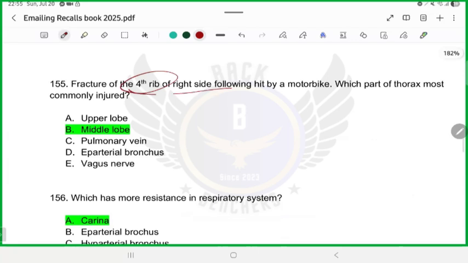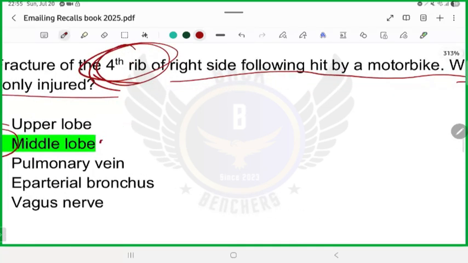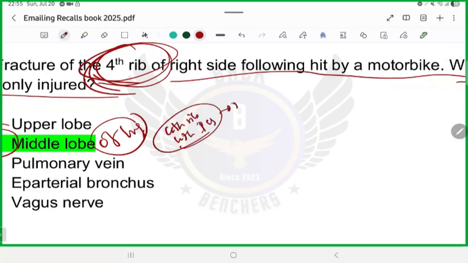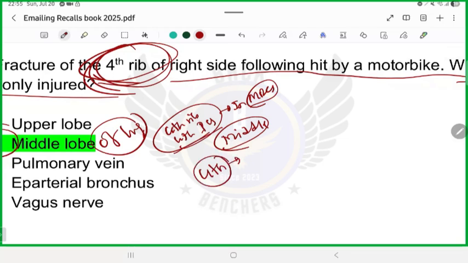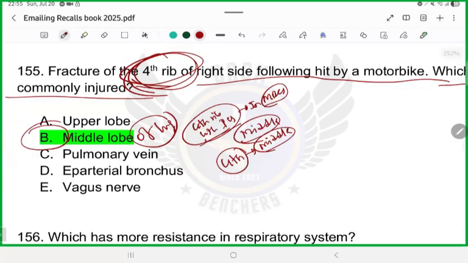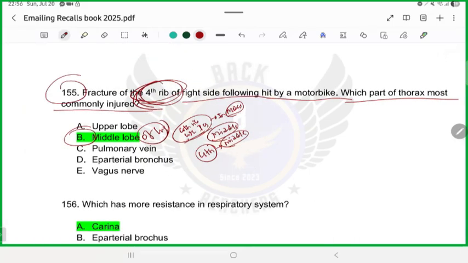Fracture of the fourth rib, right side, following a hit by a motorbike. Which part of the thorax is most commonly injured? Very simple. Fourth rib, middle lobe of lung. Anytime they mention fourth rib or fourth intercostal space in MRCS part A, always remember they are talking about the middle lobe of lung. They will not give any question about the fourth intercostal space that will not indicate the middle lobe of lung or something related to it. So just keep it in your mind.